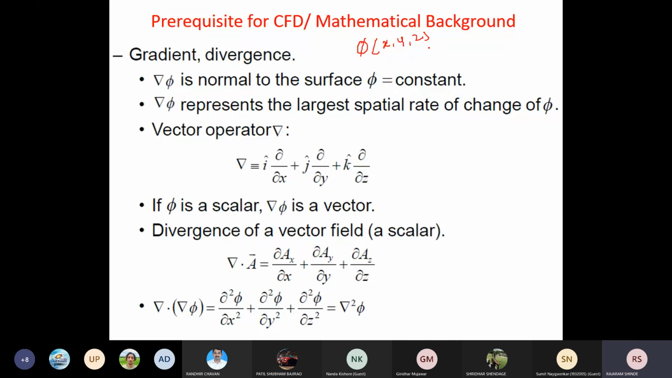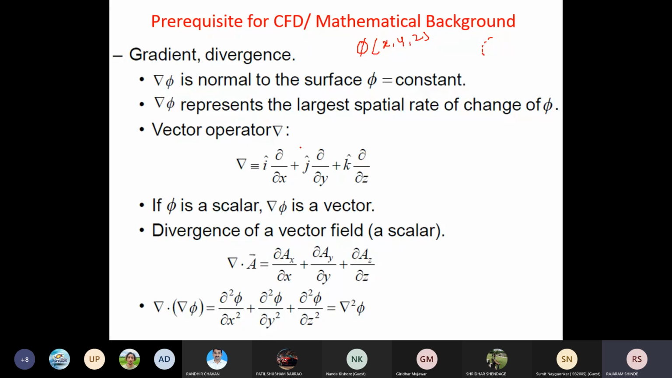As when we consider the control volume, on boundaries or on the surface, del phi, the gradient of phi, is normal to the surface. This del phi is normal to the surface when phi is equal to constant. So del phi on the surface has the largest value, or it is the largest spatial rate of change of phi. Okay. Now we are using the vector operator del for calculation of this gradient.